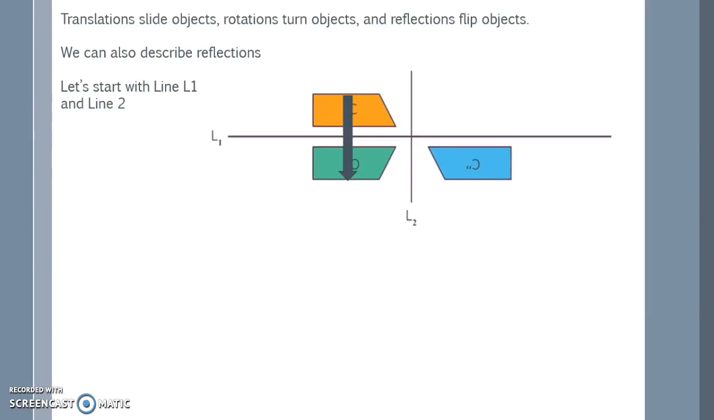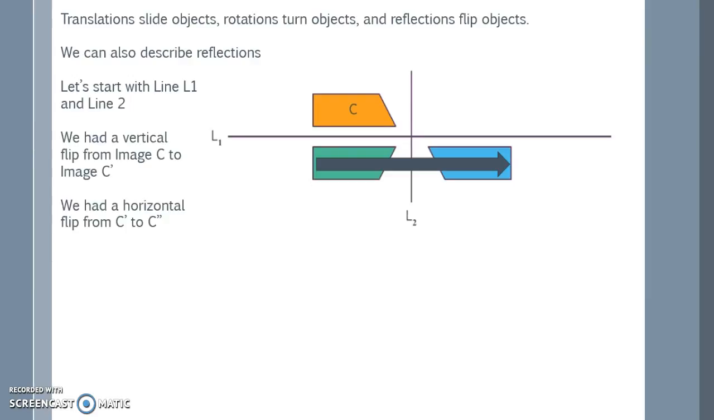I can see that if I were to reflect over line 1, I would obtain object C prime. Further, if I were to create another line for a reflection, let's call that line 2, I can flip from C prime to C prime prime and reflect over that as well. So we had a vertical flip from image C to image C prime, and we had a horizontal flip from C prime to C prime prime.